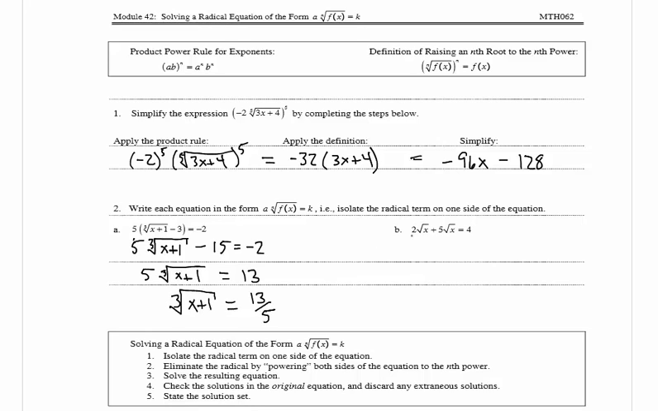And in b, we have 2 times the square root of x plus 5 times the square root of x is equal to 4. So the first thing that I'm going to do is combine my like terms. So I have 7 square root of x is equal to 4. And now I'm going to divide both sides by 7. So I have the square root of x is equal to 4 divided by 7.